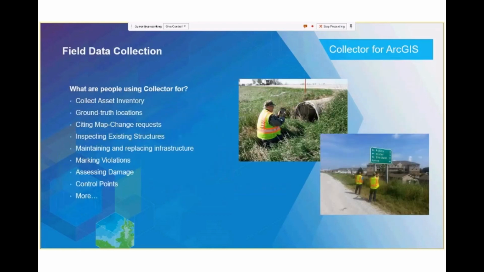So as an example, what are people using Collector for? We find there are different ways you can use Collector, and one of them is to manage your assets. Collect your asset inventory out there. Probably one of the major functions GIS should be for is bringing your assets together in a map, and you can use Collector for this very easily. You can also use it to ground truth locations of assets, of points of interest, etc.